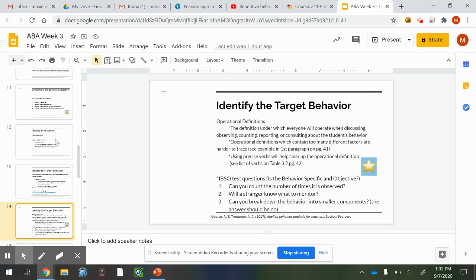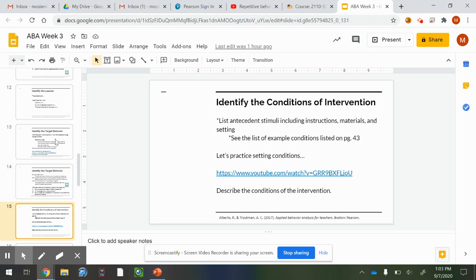If I say Johnny is aggressive, what does aggression look like? There's verbal aggression, there's physical aggression. Maybe hitting and kicking are for 2 different reasons. So we shouldn't be able to break that down into smaller components. It should be very clear to anyone that's looking at that.